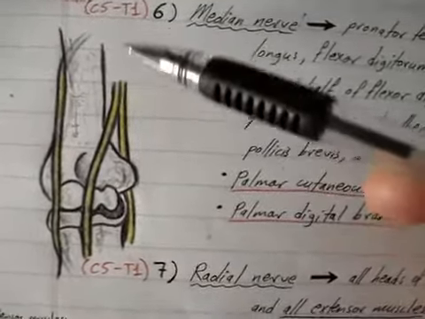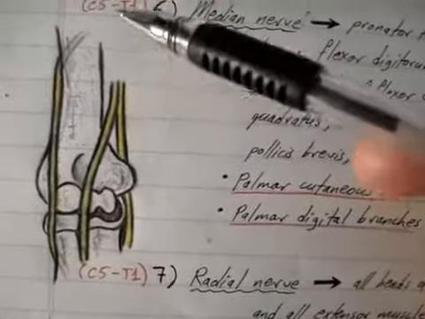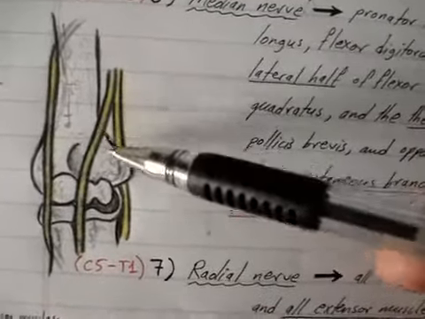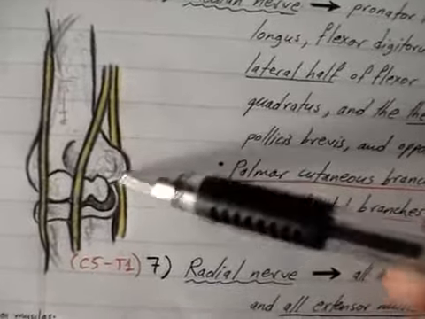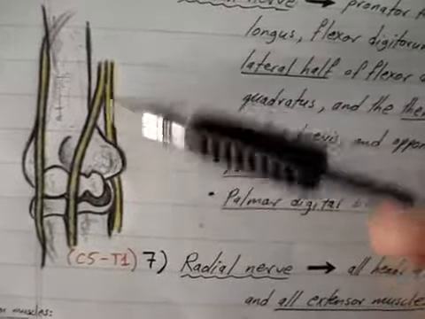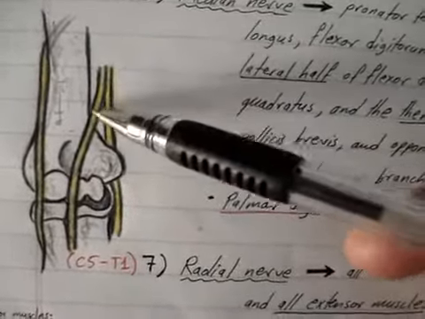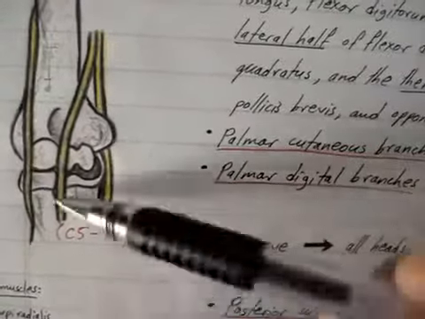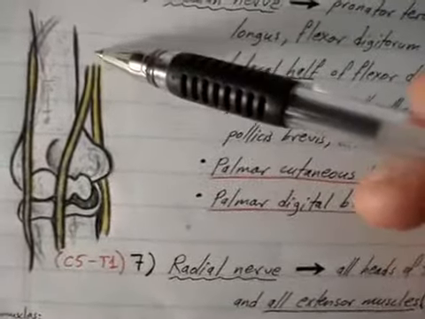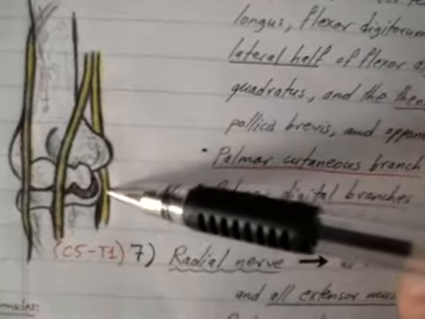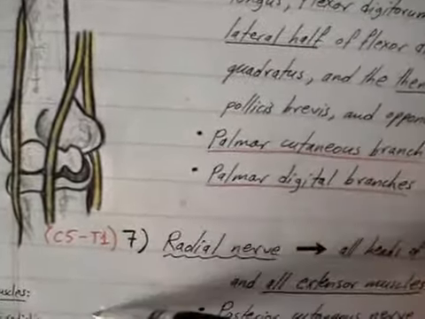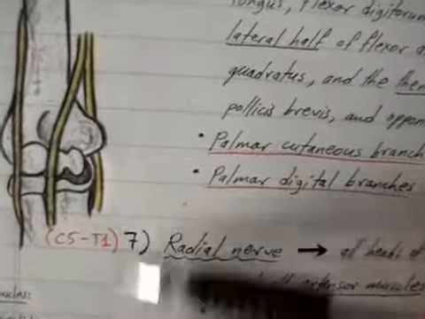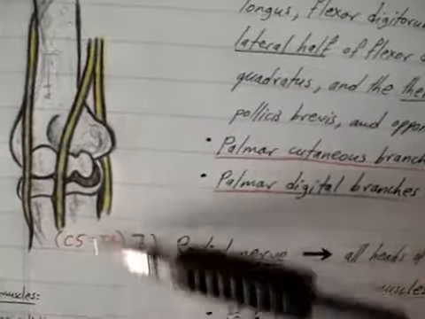The median and the ulnar nerve come within the same region, but then they split, going around the medial epicondyle of the humerus. The median nerve comes along the anterior side and continues downward along the anterior. The ulnar nerve goes along the posterior side, also continuing down along the medial border of the ulna.